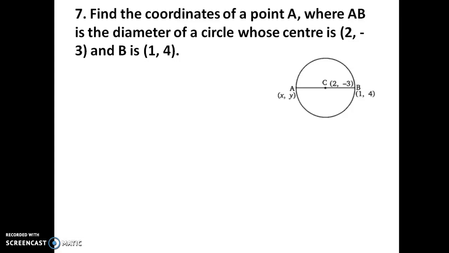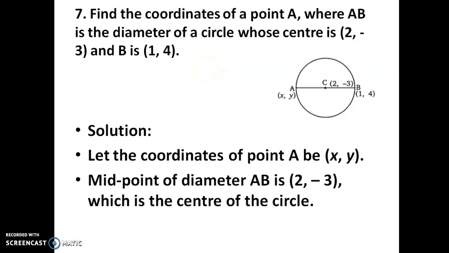On both sides of the center, it is the radius, no? So that will be equal. So AC is equal to CB. With that we can find out the coordinate of A. So A we can take as (x, y). Midpoint of diameter AB is (2, -3), which is the center of the circle. So coordinate of B is (1, 4).